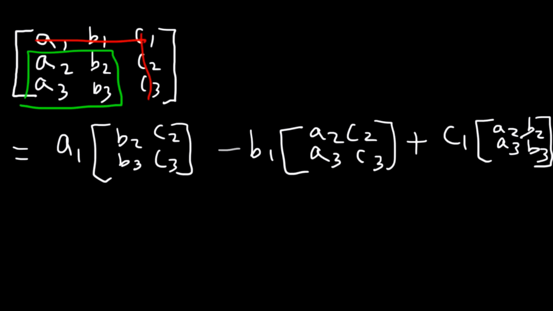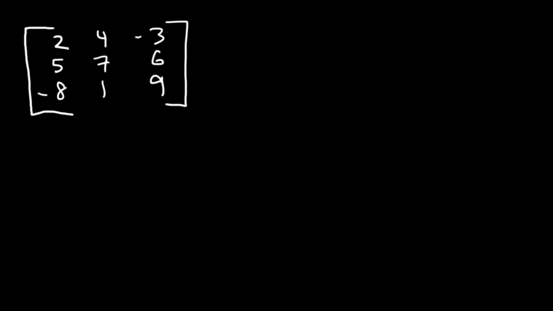So now let's work on an example. Let's say we have 2, 4, negative 3, 5, 7, 6, negative 8, 1, and 9. Feel free to pause the video and work on this example. We're going to use 2 first. We're going to put the 2 in front. Once we use the 2, we need to get rid of row 1 and column 1. So we're going to use 7, 6, 1, 9. That's going to be inside the 2 by 2 matrix.